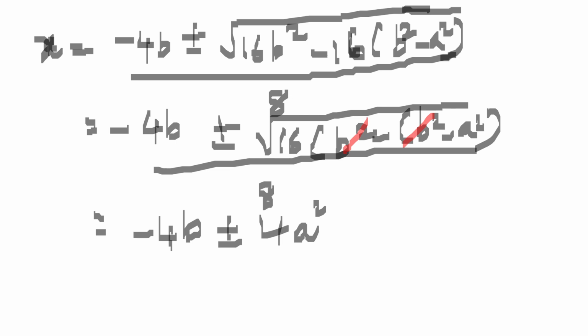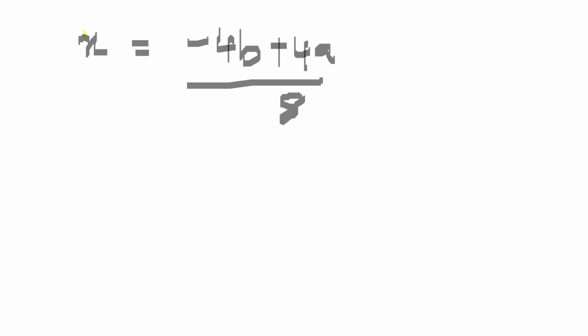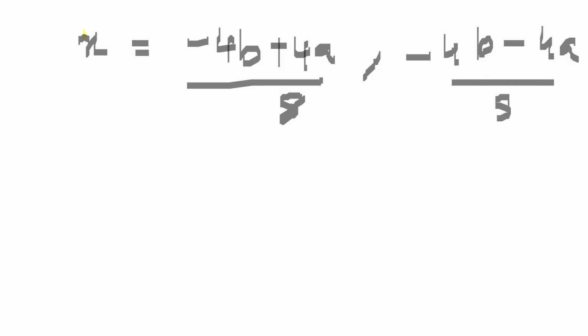So this is a square inside the root, whole divided by 8. And this is equal to minus 4b plus or minus 4 into a, root of a square is a, divided by 8. So x is equal to minus b plus or minus. So I'm going to split that. Plus 4a by 8, and the other one is minus 4b minus 4a divided by 8.